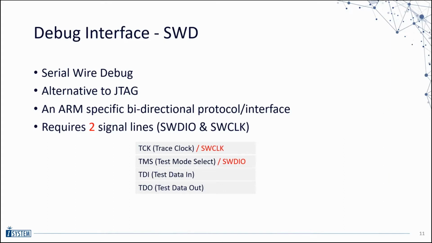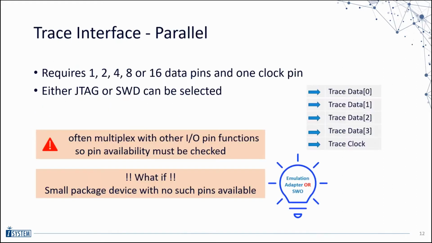So far we have discussed the debug interface. Now let's move toward the trace interface. Cortex-M based microcontrollers support two types of trace interface, and parallel is one of them. A parallel trace port requires 1, 2, 4, 8 or 16 data pins and a clock. While using the parallel trace interface, the width selection has an impact on bandwidth and trace data. If I say width selection, it means 1 bit, 2 bit, 4 bit, 8 bit or 16 bit. Width selection can be determined by the user themselves, which can help them in hardware design.